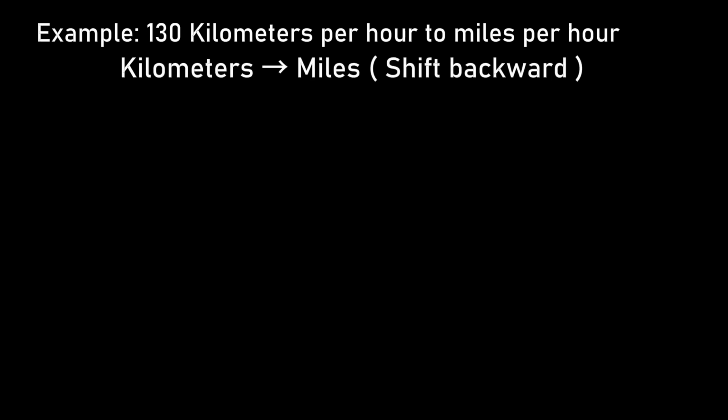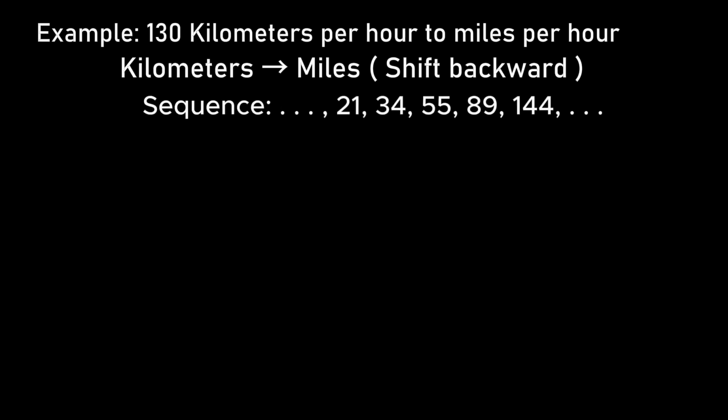Let's try a few more practice problems to really solidify this in your mind. Suppose you are traveling in Europe and you see a speed limit sign for 130 kilometers per hour. You want to know how fast that is in miles per hour so you can relate it to driving back home. Remember, to go from kilometers to miles, we shift backward in the sequence. First, let's break down 130 into Fibonacci numbers. 89 plus 34 is 123. Adding 5 gets us to 128, and adding 2 gives us exactly 130.